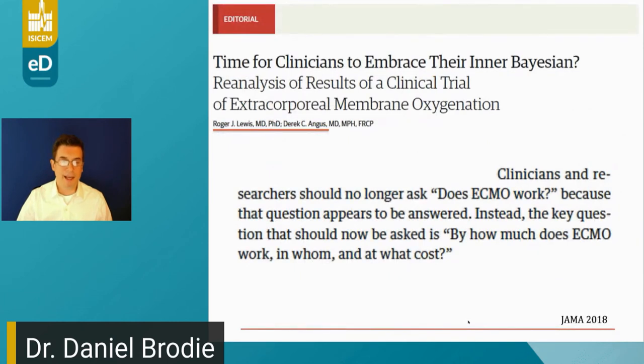After the post hoc Bayesian analysis, also written by the editors of the journal, this is an editorial written by Roger Lewis, again, statistical editor, and Derek Angus, the critical care editor, who on behalf of JAMA suggests that clinicians and researchers should no longer ask, does ECMO work? Because that question appears to be answered. Instead, they say, the question that should now be asked is by how much does ECMO work, in whom, and at what cost? And I think that after all of that data, that is a very reasonable conclusion.